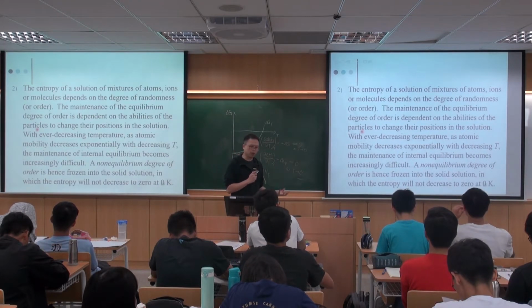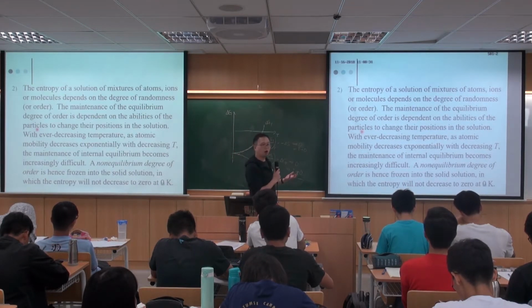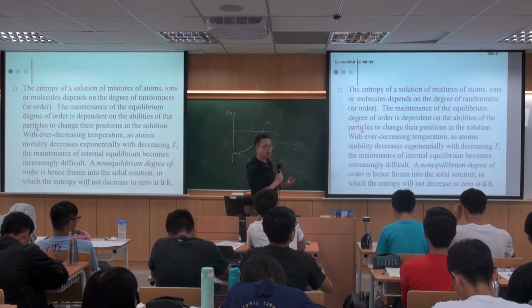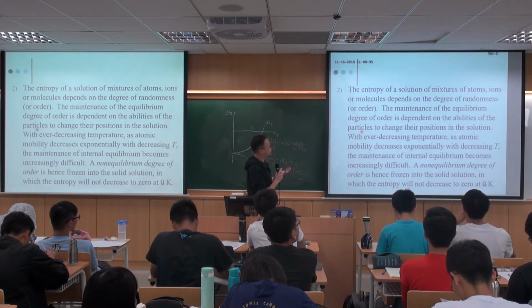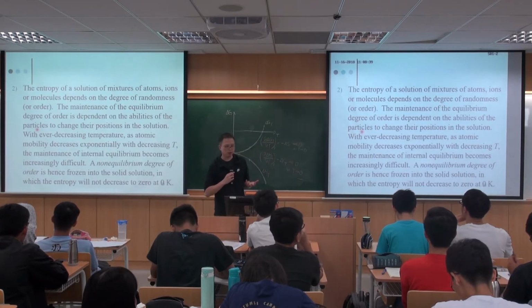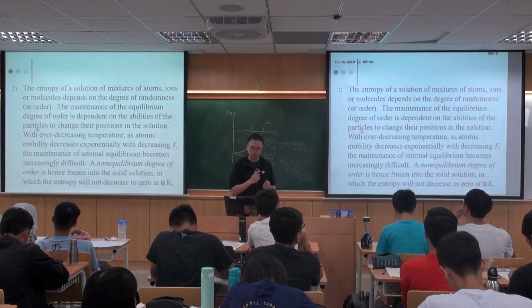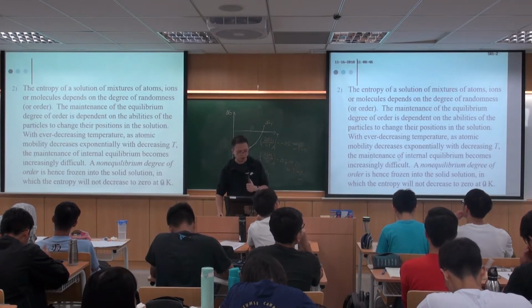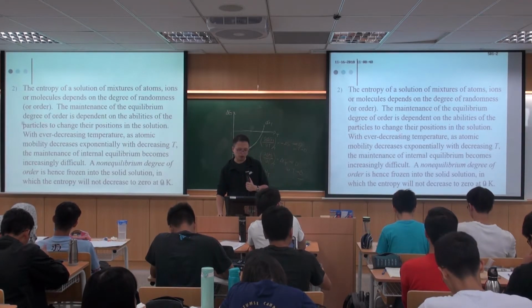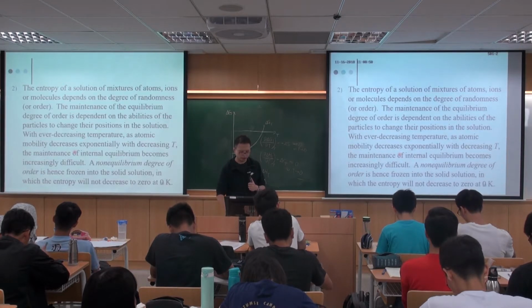And of course, if you have a mixture of atoms, like if you're dealing with alloys, and you have dopants in your material, you always have some certain degree of randomness, even when you cool down to 0 temperature, right? So that's also a non-equilibrium degree of order. So I won't read this through, but you can go through that in the textbook.